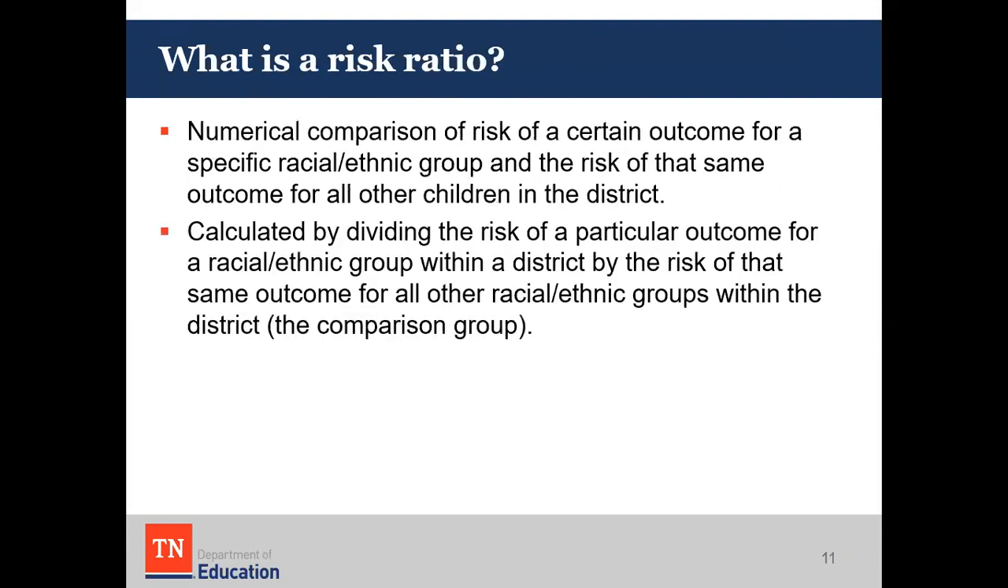What is a risk ratio? A numerical comparison of the risk of a certain outcome for a specific racial or ethnic group and the risk of that same outcome for all other children in the district. It's calculated by dividing the risk of a particular outcome for a racial or ethnic group within a disability by the risk of that same outcome for all other racial or ethnic groups within the district, the comparison group.